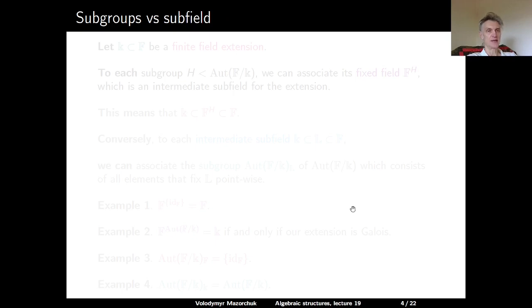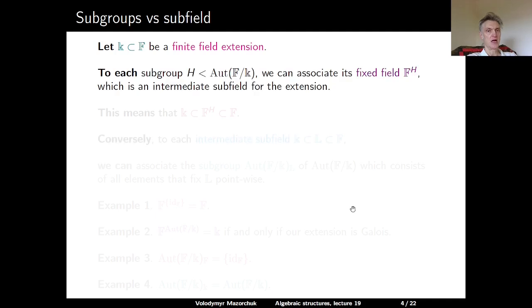Now we go further and discuss the subgroups of the automorphism groups as compared to intermediate subfields. So let K inside F be a finite field extension. To each subgroup H of the automorphism group of F over K, we can associate its field of fixed points, F upper H, and this is the set of all elements in F which are fixed by all elements in H. That's the subfield of fixed points, and this is an intermediate subfield for this extension. This field contains K, and it is contained in F. So this is an intermediate subfield.